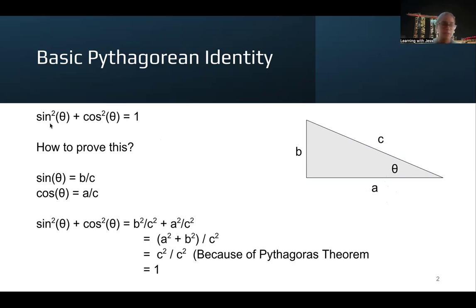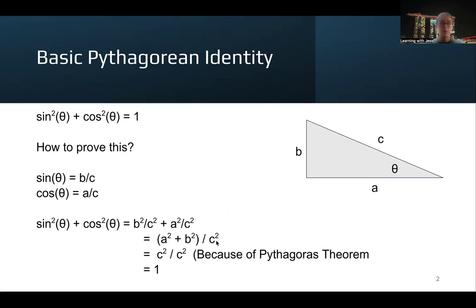Now, since sine and cos are both squared, we're going to have to square our values. So sine squared would be b squared over c squared, and cos squared would become a squared over c squared. Since both of these have the same denominator, we can put them together. This would become a squared plus b squared over c squared.